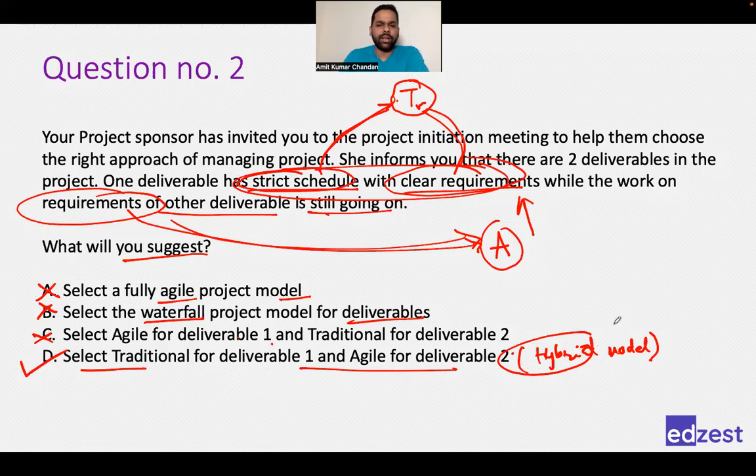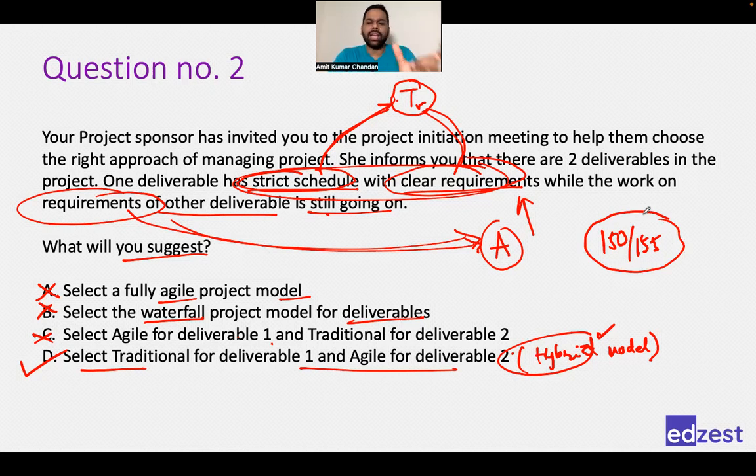We would select hybrid. But most of the times, and most of the questions that you will see, almost 150 to 155 questions that you will see, they will not be talking about those terms directly. They would be explaining that term so that it is easier for us to understand and relate what they're talking about. And we don't need to memorize those terms that we see. This is exactly what would happen in exam. And there's a reason for that.